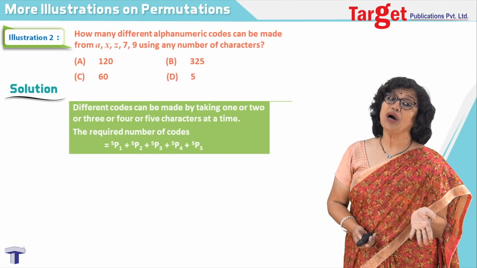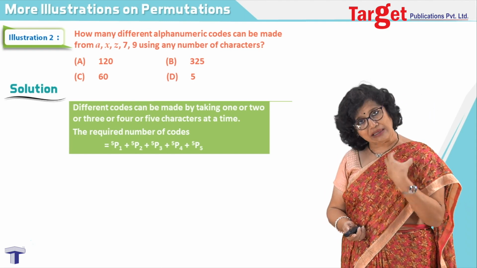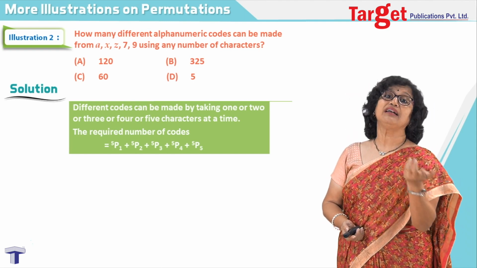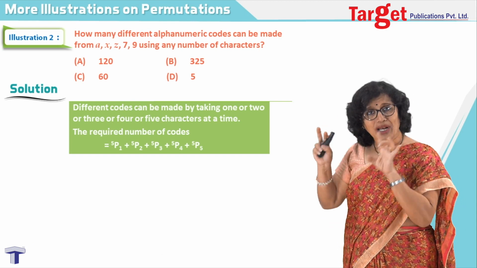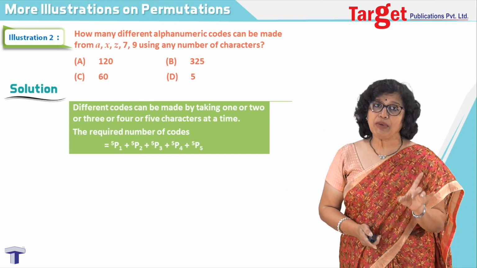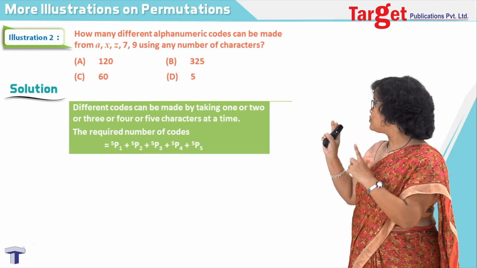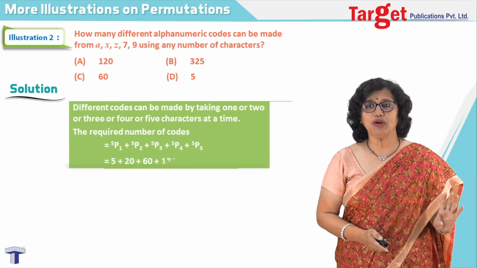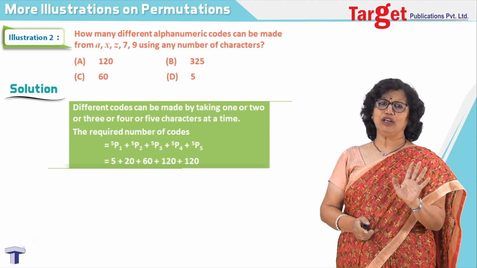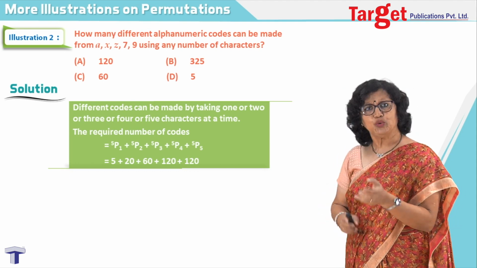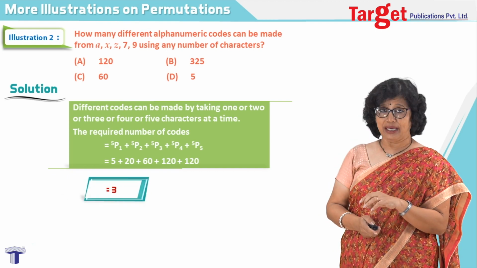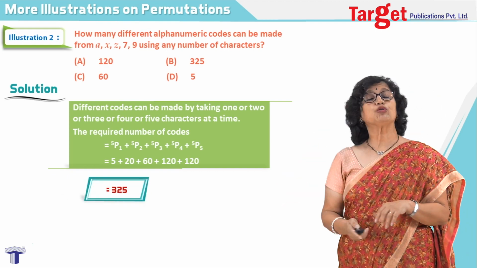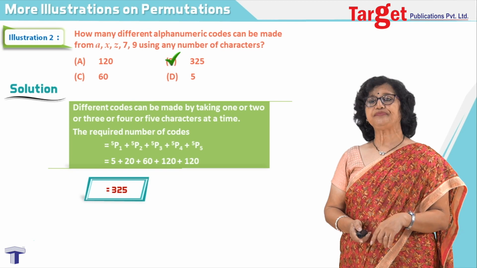5P3 means what? You are taking 3. It could be all 3 letters, or it could be one letter and 2 digits, various options, whatever you have. So all of that comes under 5P3. So 5P1 plus 5P2 plus 5P3 plus 5P4 plus 5P5. That should be your final answer. You actually write values for 5P1, 5P2, evaluate and write. That is what I have done here. So my final answer would be from here as 325. So my correct option is B.